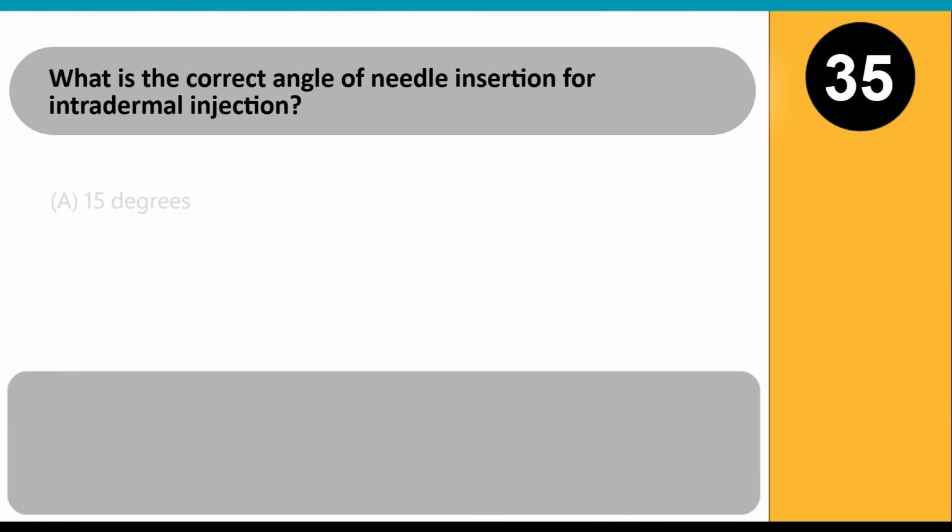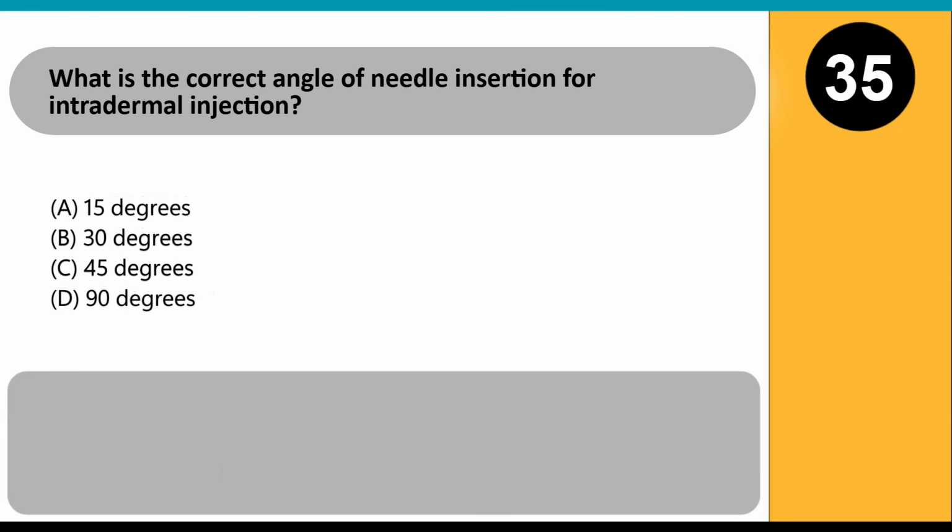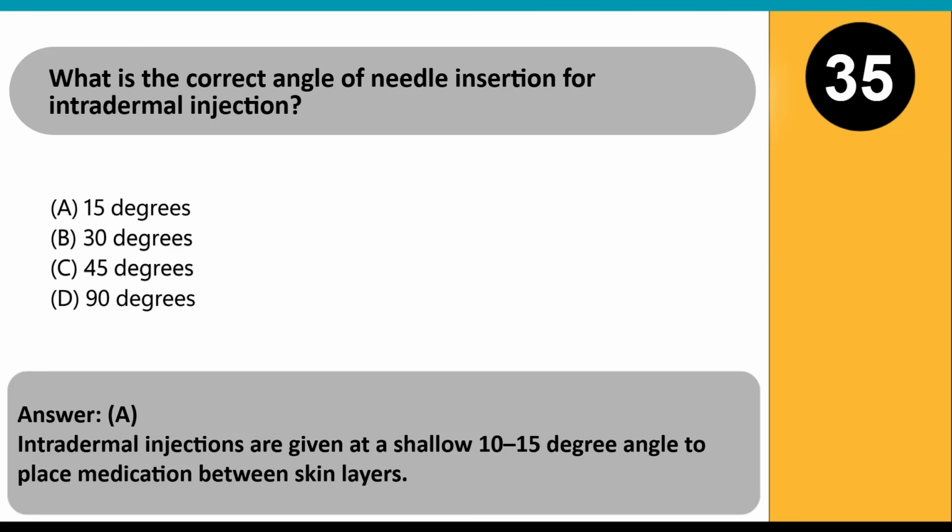What is the correct angle of needle insertion for intradermal injection? A. 15 degrees. B. 30 degrees. C. 45 degrees. D. 90 degrees. Answer: A. Intradermal injections are given at a shallow 10 to 15 degree angle to place medication between skin layers.